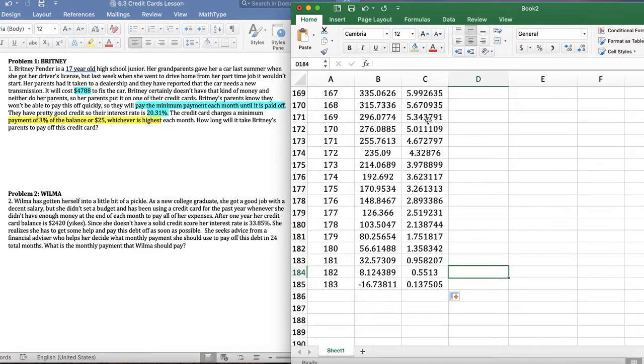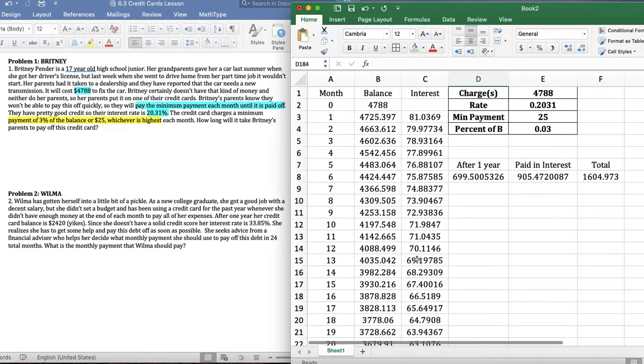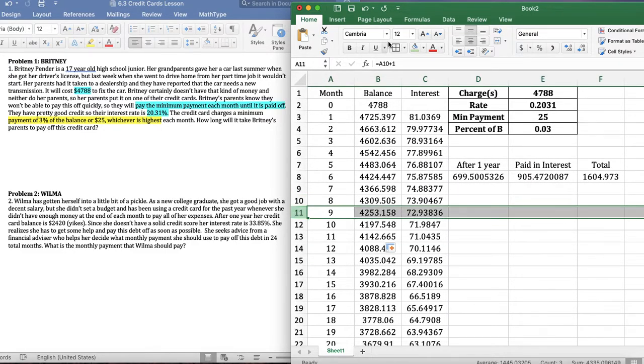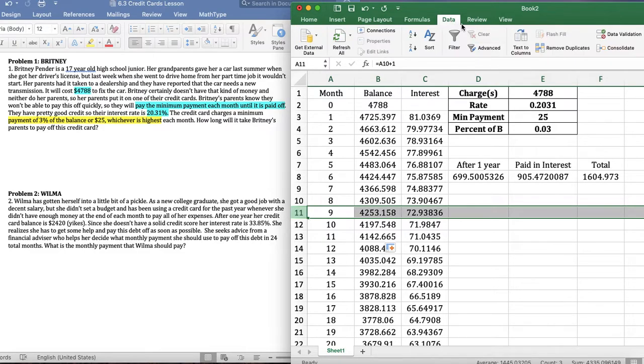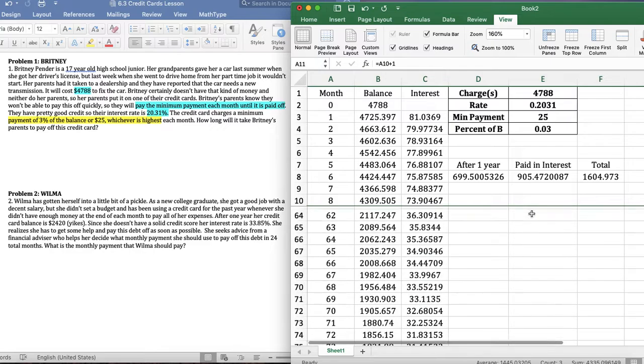And there I can see how much interest is paid each month. So you can see how as those payments get smaller and smaller and smaller, the interest gets smaller and smaller and smaller. All right, so I'm going to split the screen so I can see this a little better. You're freezing the panes.